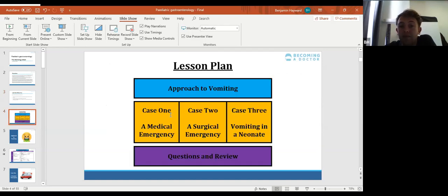So this is the vague plan. We're going to start with the general approach to vomiting. We will then move on to 3 cases. The first one is going to be a medical emergency, the second one a surgical emergency, and the third one vomiting in a neonate specifically. Finally, to finish off, we'll do a quick review of everything and have some more questions. If you have any questions at any point, just ask them in the chat, and after each section we can go through them and make sure you guys are all happy before moving on.